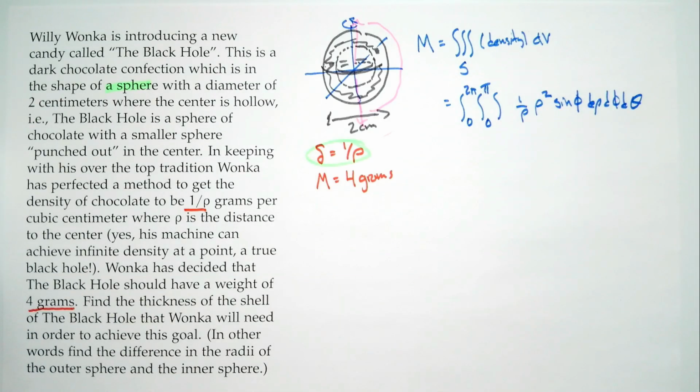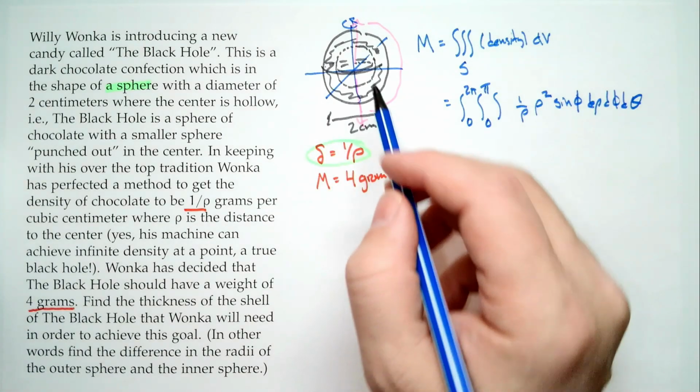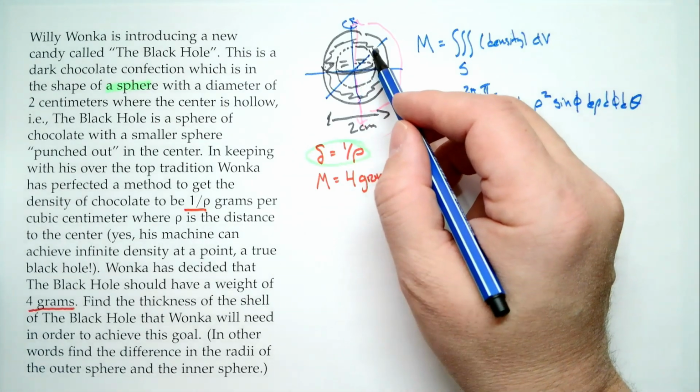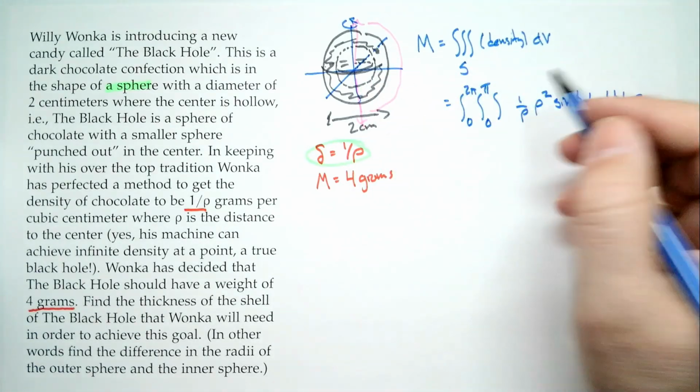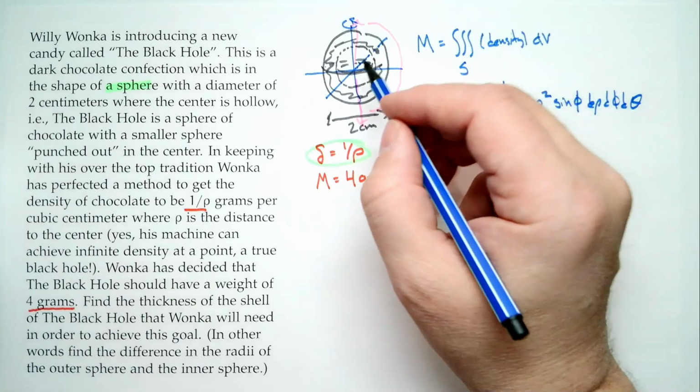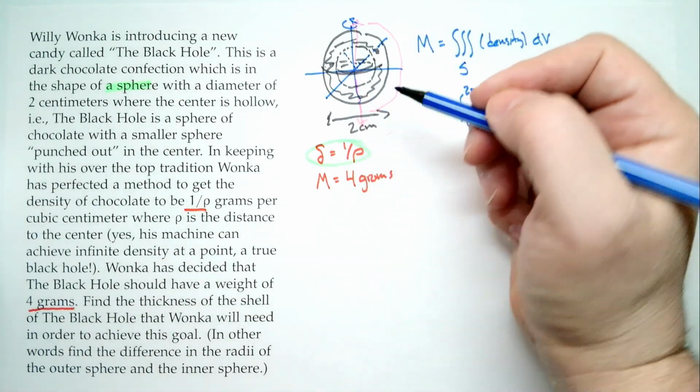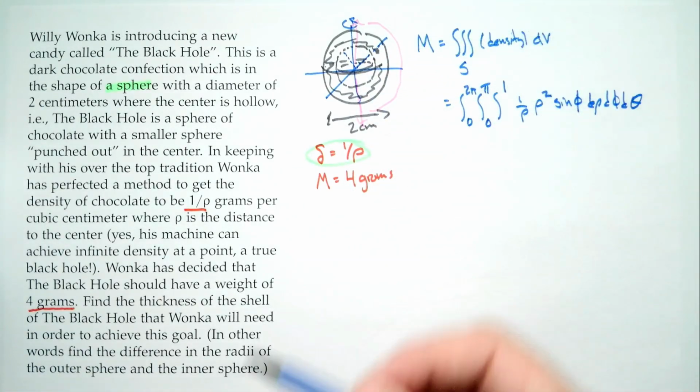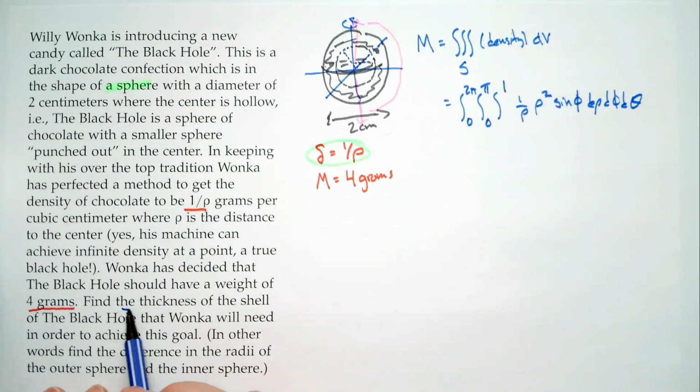Now, what about rho? Well, what we know is that the diameter is 2 centimeters. So how far is it to the outer shell? It's 1 centimeter. How far is it to the inner shell? Well, the answer is we don't know. That's what we're trying to find out. We're trying to find the thickness of the shell, so we don't know what the distance is. So we need to give it a variable name for right now. What should we call it?